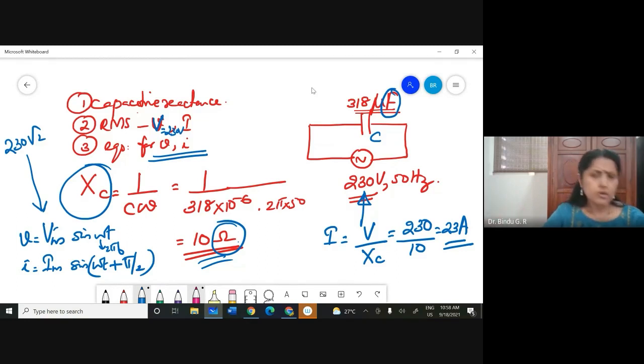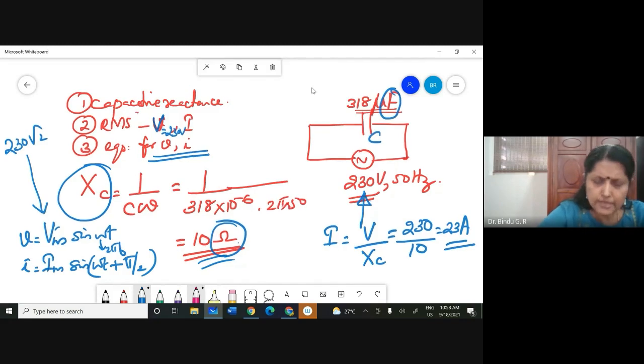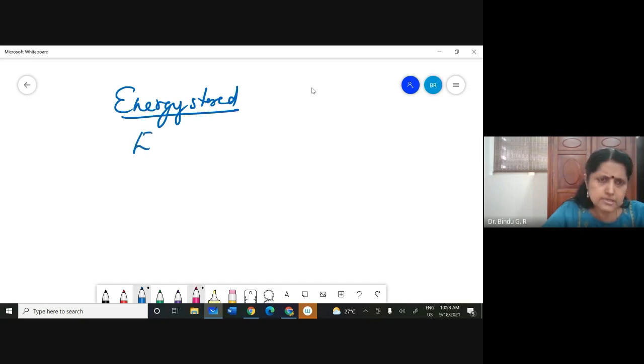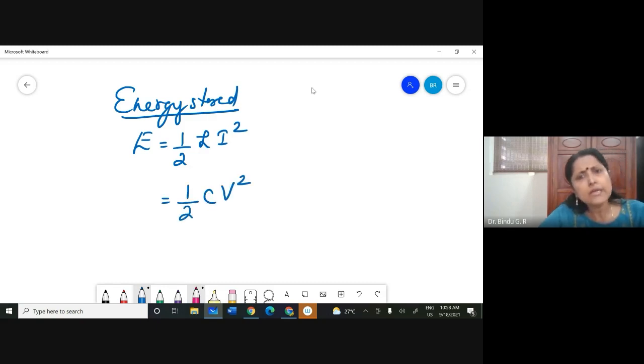That's all. Then some other thing which is not included in your syllabus but may come is energy stored. Energy stored in an inductance is, I hope you know, half L i squared. And in a capacitance, it is half C V squared. Now, if they have asked you for the maximum energy stored, instead of I, which is the RMS value, you have to put I max or Im. And V should be put as V max. That is all we have here.